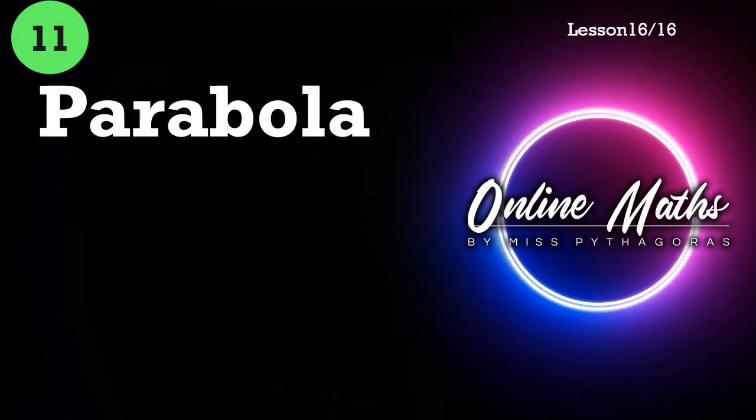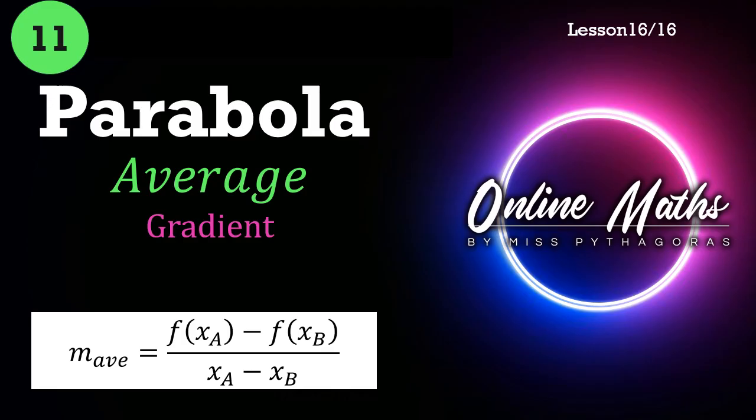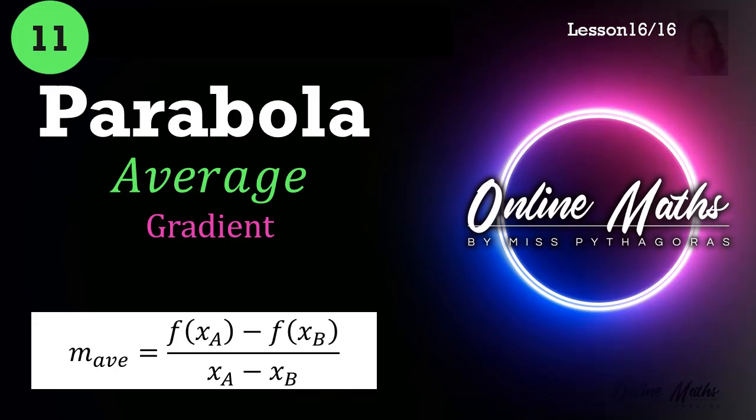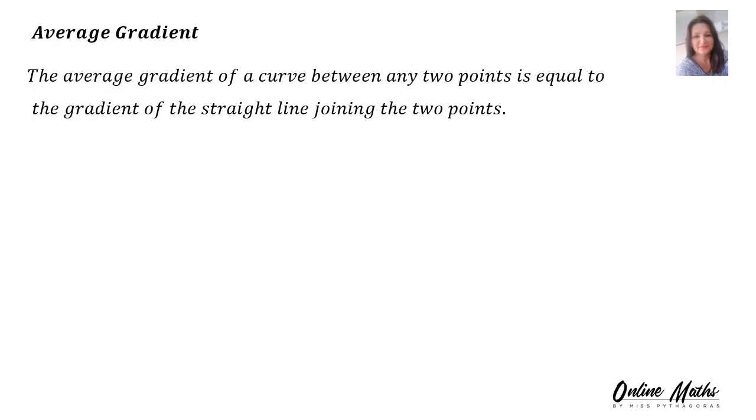Hello everybody, in this lesson I will show you how to work out the average gradient between two functions. Now what is average gradient? The average gradient of a curve between any 2 points is equal to the gradient of the straight line joining the 2 points.